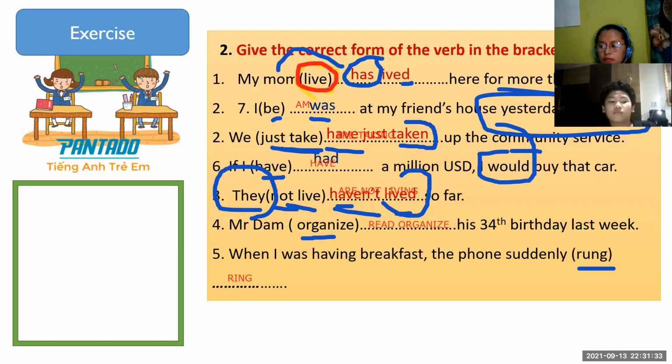Okay, for number four here, Mr. Dam organized. The correct answer is organized. We will just add letter D. Mr. Dam organized his 34th birthday last week. We will just add letter D.